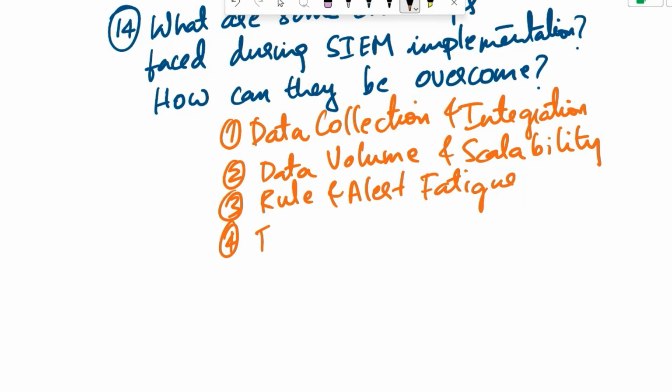Next one is tuning and customization. SIMs come with default rules and configurations that may not align with an organization specific threat landscape. The solution is to tailor the SIM to your environment by defining custom rules and alerts. Conduct regular rule tuning and analysis to ensure relevance and accuracy.